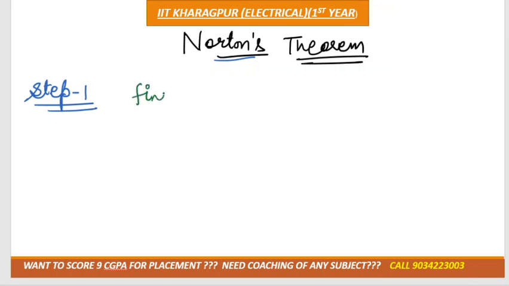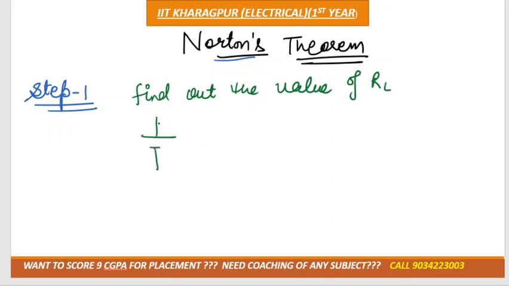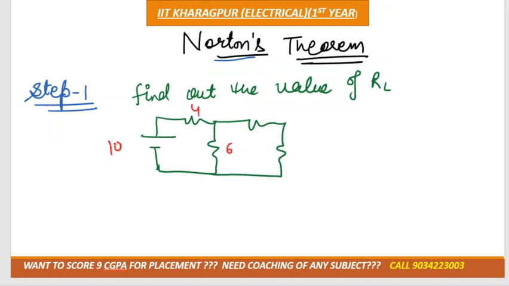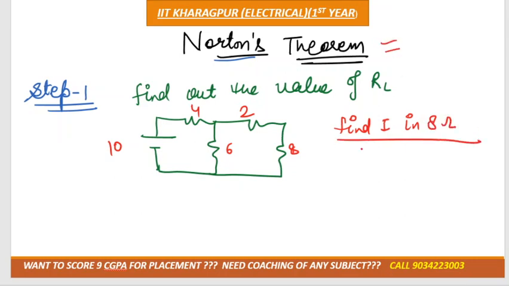First step is to find the value of load resistance. Remember, I told you that whichever branch we need to calculate current in, that is our load resistance, right? Like suppose this is 4, 6, 10, 8, and they ask you to calculate current in the 8 ohm by using Norton's theorem. So RL equals 8 ohm, right?